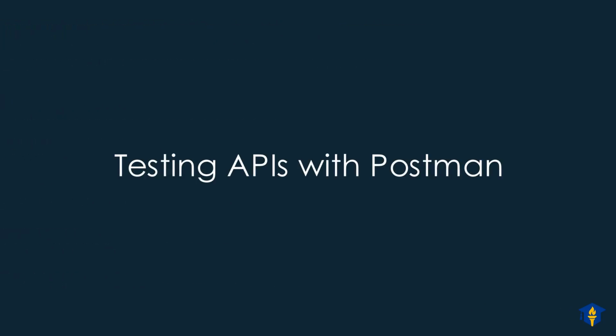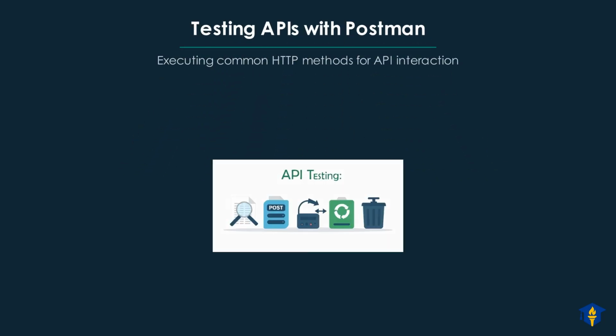Let us move on to testing APIs with Postman, executing common HTTP methods for interaction. We will see how Postman helps you interact with APIs by demonstrating the main HTTP methods. First, we have the GET request, a fundamental method for retrieving information from a server.